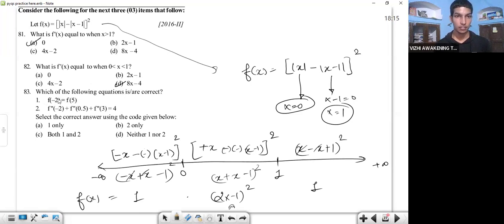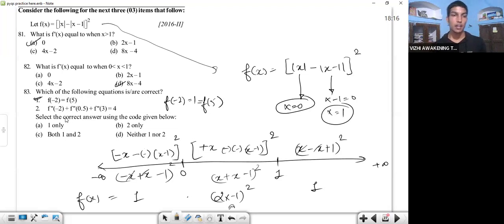So we have these statements, we have to verify them. First, f of minus 2. Minus 2 is lying in this period, so this will be 1. f of minus 2 will be 1. f of 5 is lying in the period x greater than 1, because 5 is greater than 1. So its value will also be 1. So yes, the first statement is true.